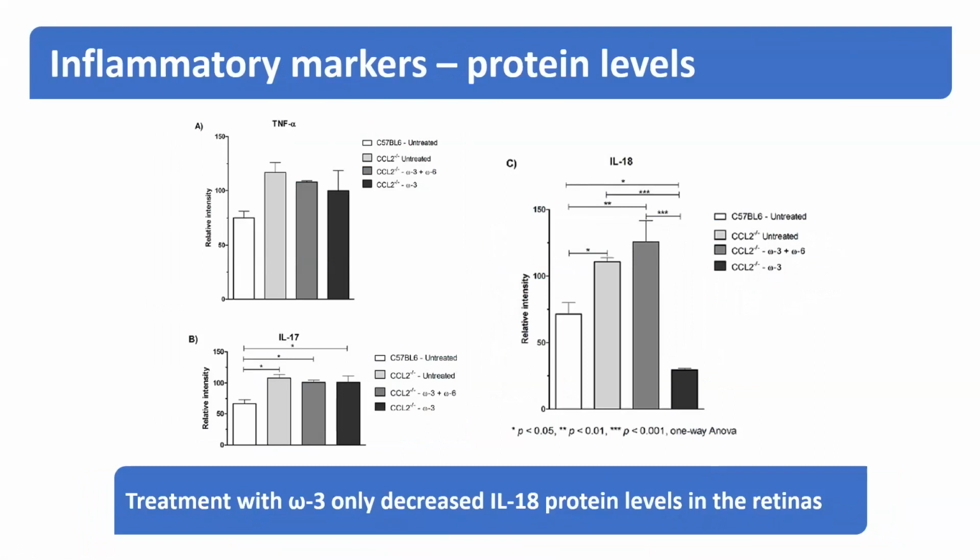In terms of the inflammatory markers, I'm only going to mention the Western results at the protein level. So we've looked at isolated retinas and checked for specific inflammatory markers like TNF-alpha, interleukin-17, and interleukin-18. But the most evident effect here was that after treatment with omega-3 only, you see a dramatic decrease of this inflammatory marker, which perhaps is related to the pathogenesis of retinal degeneration in that model. So therefore, reduced inflammatory process through the effects of interleukin-18.